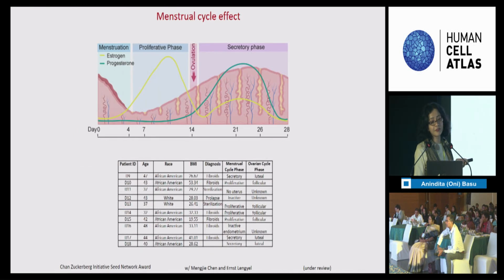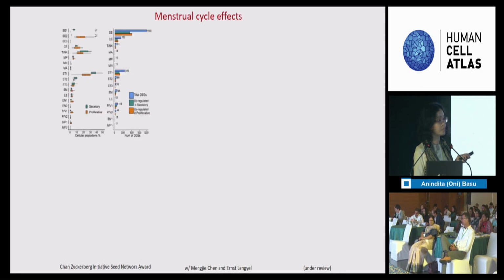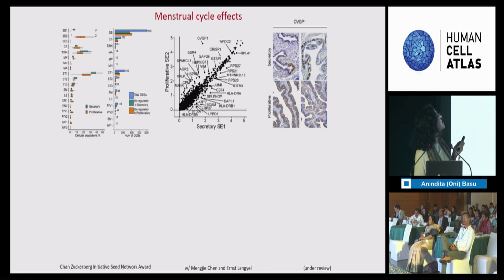The menstrual cycle effect. So the previous slide that I showed you was the difference between pre and post. Now we are going to look at the differences between the two different phases of the menstrual cycle. One is the proliferative, one is the secretory. Here's our data cohort that have a wide variety of age and BMI differences that can cause hormonal effects and so on. So here again, we see differences between the cell types between the two cycles, two phases of the menstrual cycle.